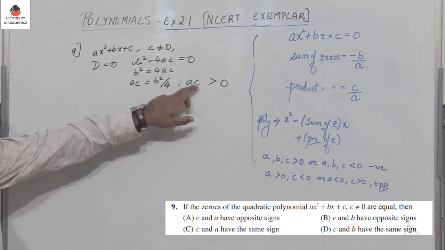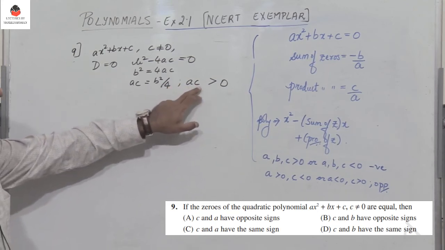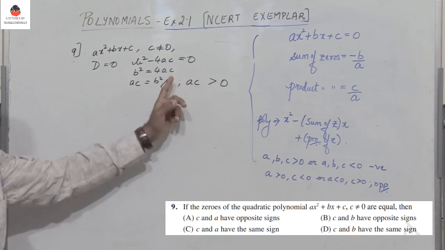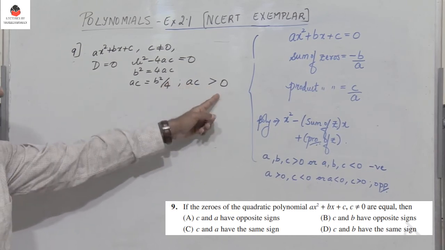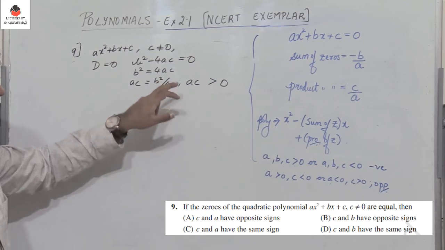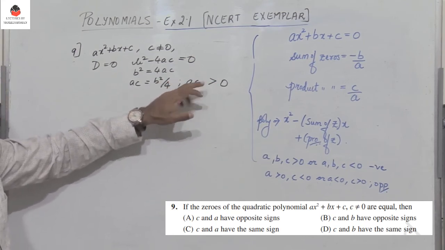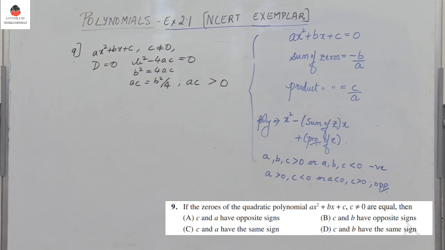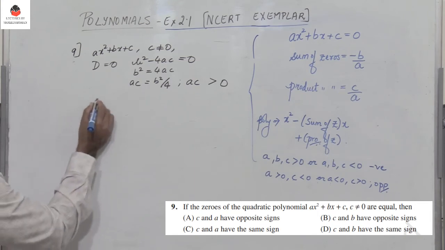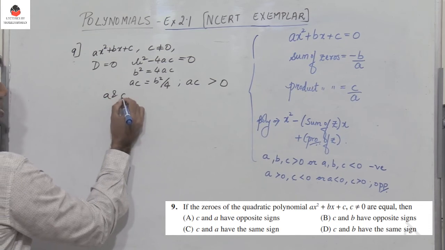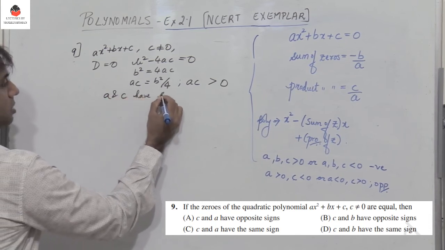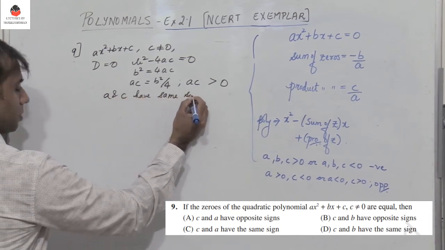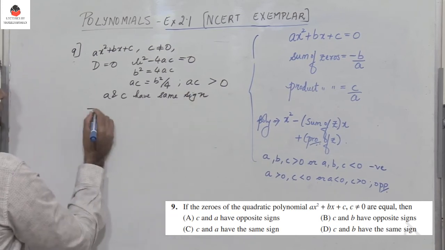Now this is possible only if a and c have the same sign, isn't it? So if a is positive and c is positive, you multiply a and c, it is greater than 0, or if a and c are both negative, it will be greater than 0. But if a is positive and c is negative, it cannot be greater than 0. So check for the options. What is the right option? The right option is both a and c have the same sign, right? So a and c should have the same sign. So the right option is option C.